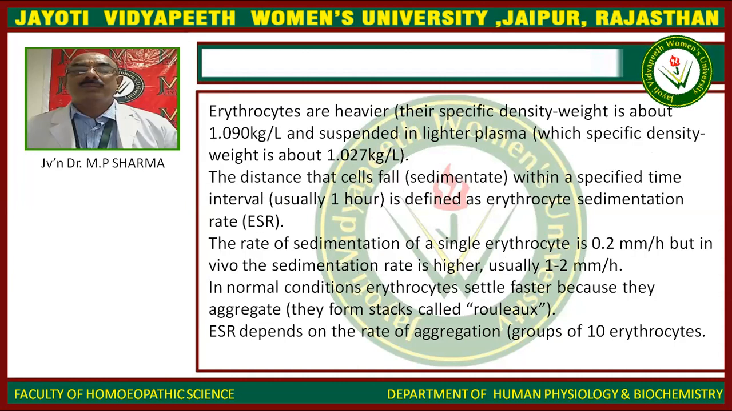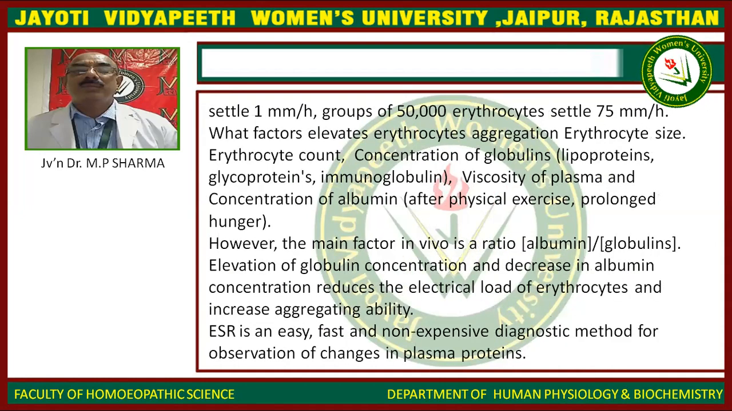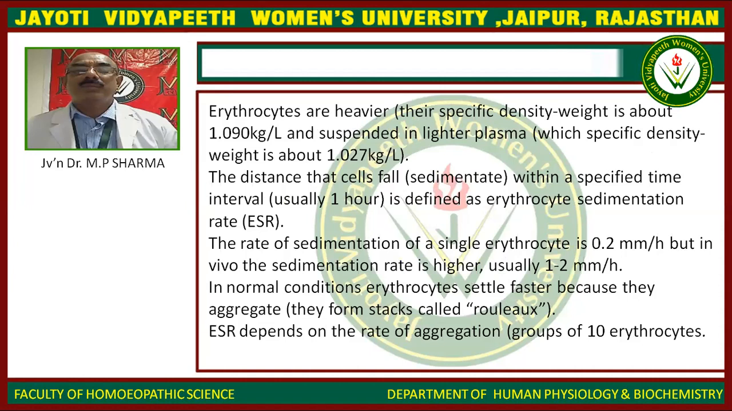The distance that cells fall within a specific time interval, usually 1 hour, is defined as erythrocyte sedimentation rate. The rate of sedimentation of single erythrocytes is 0.2 millimeter per hour, but in vivo the sedimentation rate is higher, usually 1 to 2 millimeter per hour.